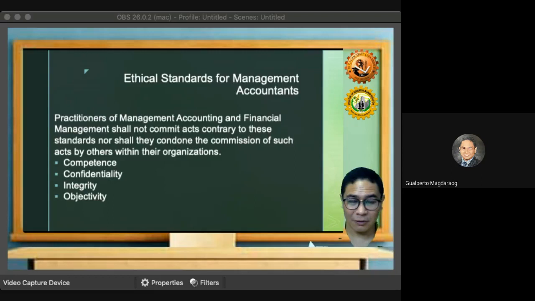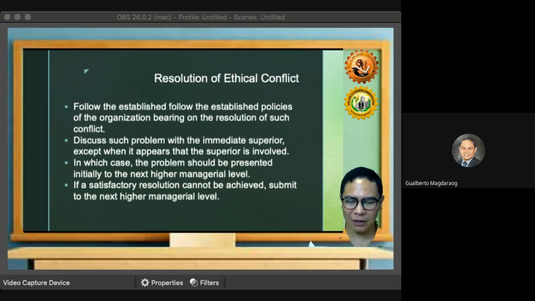Okay, this is the second part, yung resolution of ethical conflict. Again, the ethical standard is composed of two parts. The first one is the general ethical standard, and then this one is the resolution to any ethical conflict. In case you will be involved in an ethical conflict, ano daw yung steps na gagawin mo? Okay, so even the standards provide you the procedures on how to deal with your conflict or your issues. So, ano daw ang steps na to?